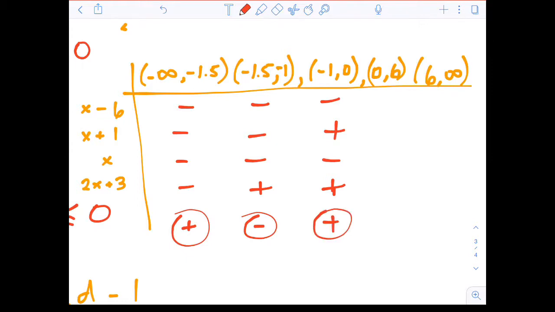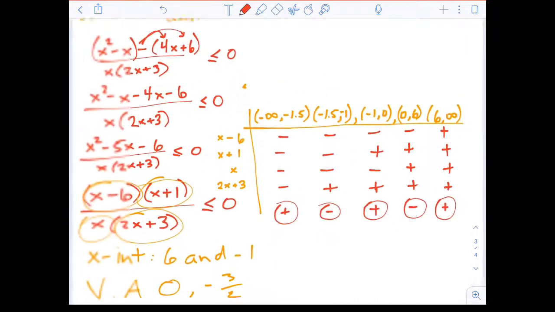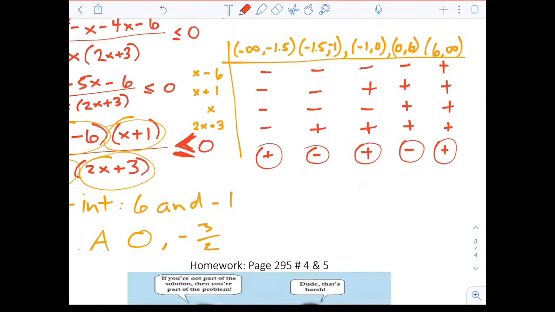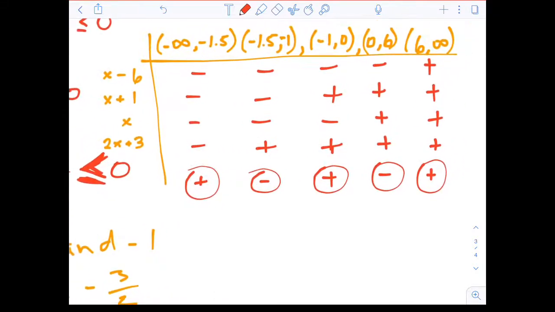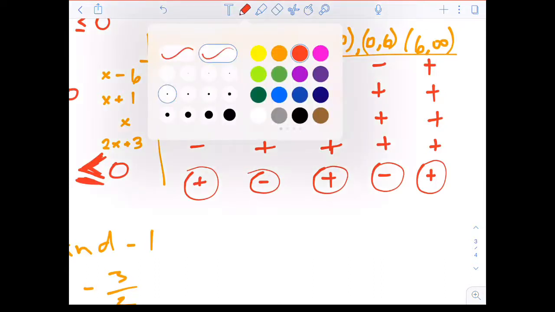Next, between 0 and 6, so a number like 3 results in a negative. And finally, the last one, a big positive, results in all positives across the board, gives us a positive. So now I have to look at and see, well, which one of these are the right answers? I go back to my question, and I want to know, when are these factors less than or equal to 0? Less than, so negatives. I'm going to include the negatives. And it says less than or equal to. So that's going to include the extreme values.